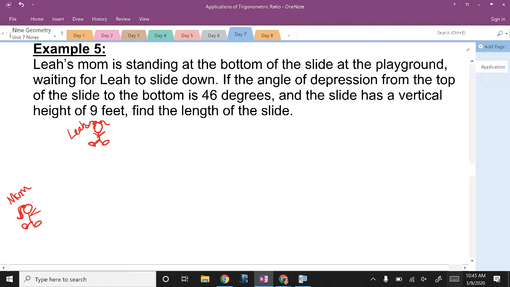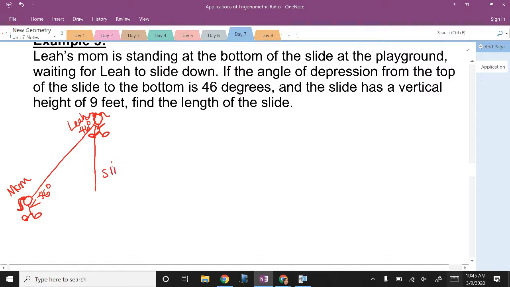And so Leah's mom's angle of elevation, she's looking at her daughter, right? All right. The angle of depression from the top of the slide to the bottom is 46 degrees. So Leah's angle of depression is right here, 46 degrees. So that means that's her mom's angle of elevation. Y'all see that? And there's the slide's height from the ground. Something like that. My pen's not working. All right. So the slide has a vertical height of 9 feet. So that's this height. Find the length of the slide.